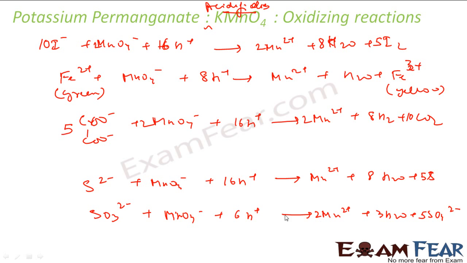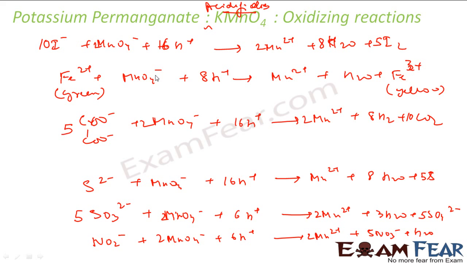So you see, it oxidizes so many things. Even nitrite can be oxidized to nitrate, NO2 minus, in the presence of 2MnO4 minus and some acidic medium. You'll see that it becomes Mn2 plus and NO3 minus and water. So here also, all these things are getting oxidized. But this is happening in the presence of acidified KMnO4.